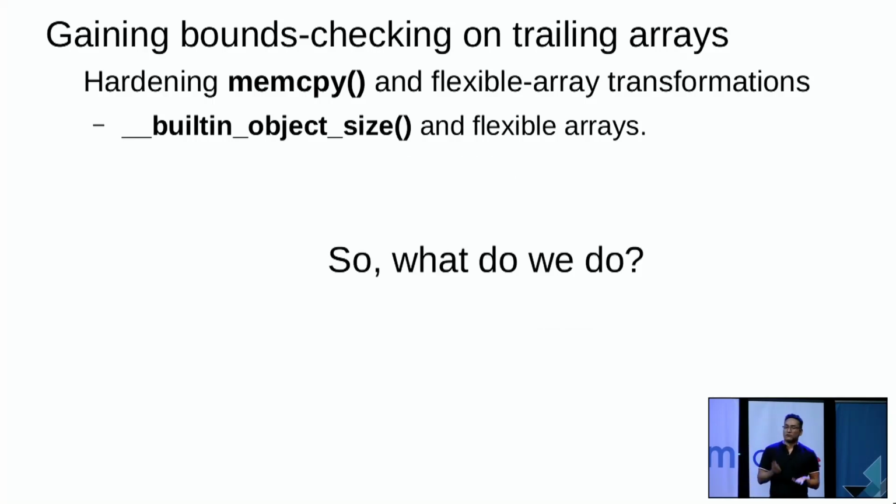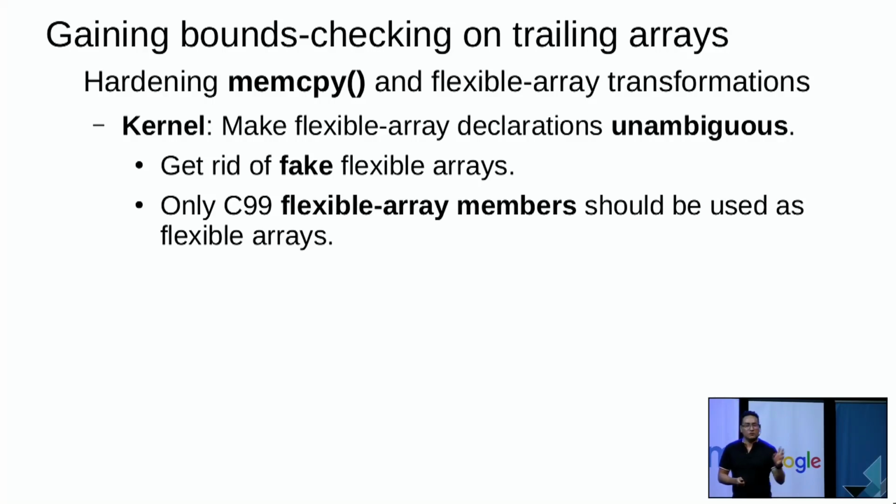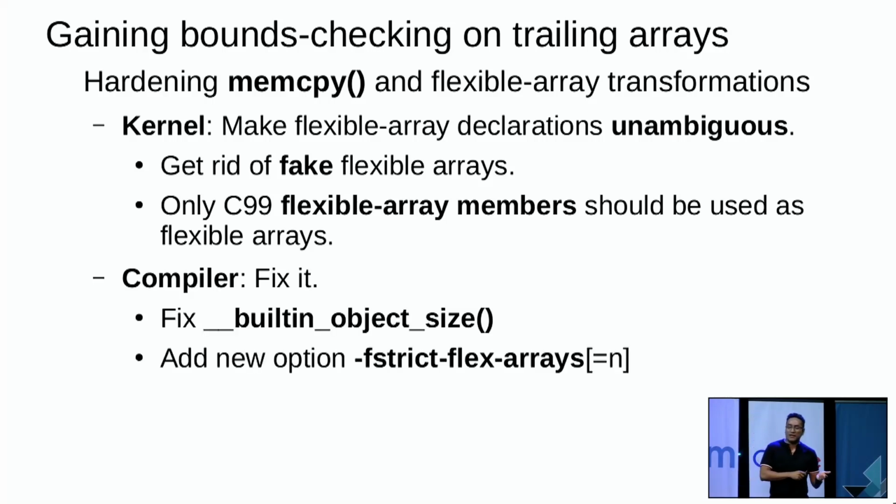So okay, what do we do about it? In that case, we cannot sanity check any trailing array with a fortified version of memcpy. So we have two different problems on two different fronts. On the kernel side, we need to remove the ambiguity of having different ways of declaring a variable length object. So we need to get rid of fake flexible arrays and transform them into flexible array members. And on the side of the compiler, we probably need to fix __builtin_object_size.